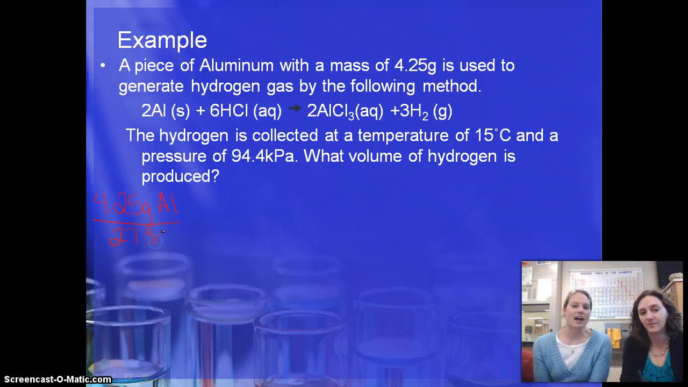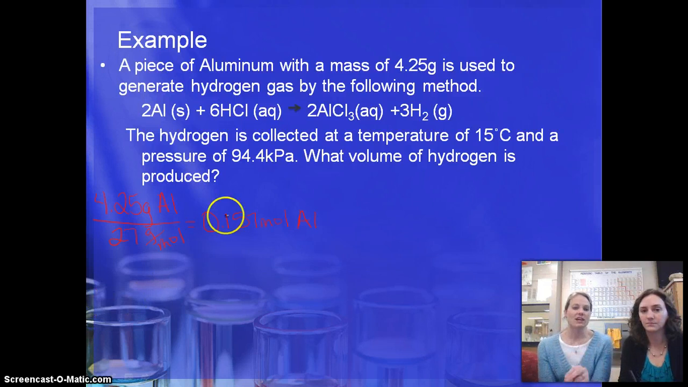It is used to generate hydrogen gas by the following method. Now here we were really nice. We gave you a balanced equation already. And it says the hydrogen is collected at a temperature of... So what they really want, they started you off with aluminum, they want their answer in hydrogen.